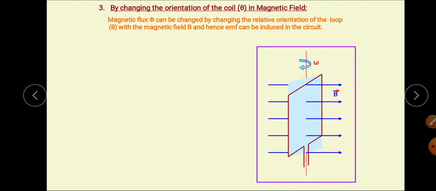So we can see that if we rotate the coil in the magnetic field, that is, if we change the orientation of the coil, then the magnetic flux linked with the coil changes, and by changing the flux we know that induced EMF can be generated in the coil.